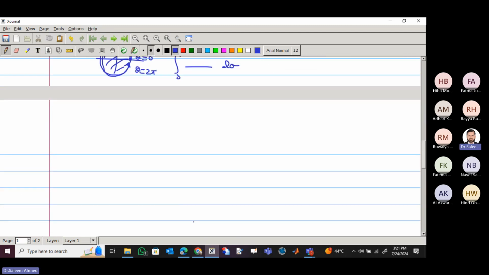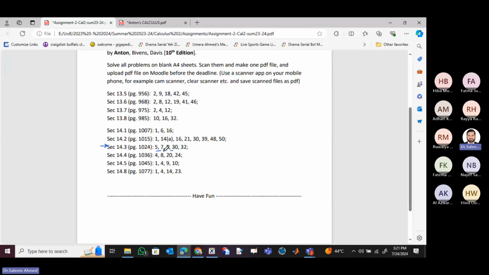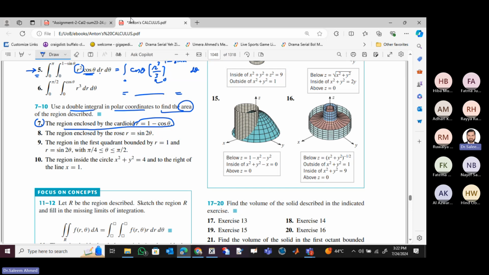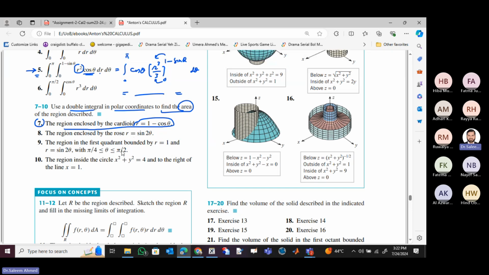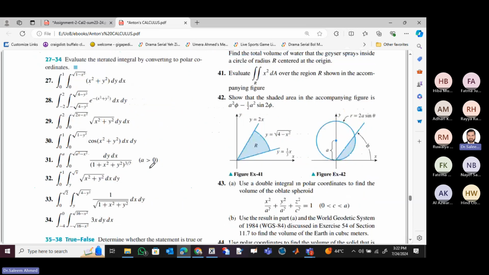Yes. So let's see what else we have in the assignment: 8, 30, 32. So 8 is similar again. You see, this is a circle equation, right? What is in 30? In 30 and 32, they gave me an integral in xy coordinates, but they say change it to polar coordinates.